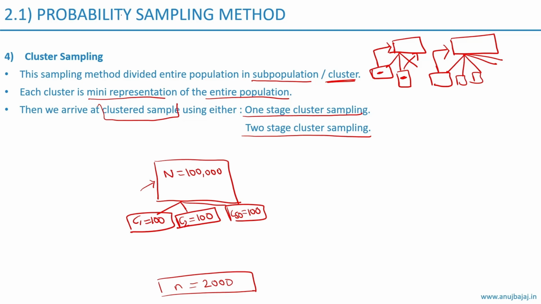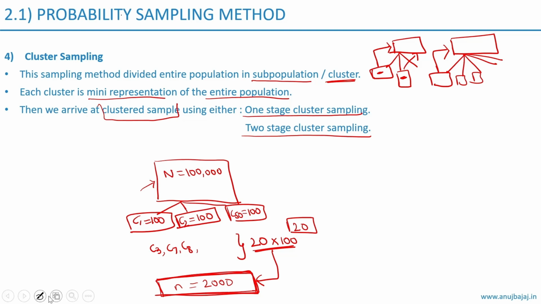In one-stage cluster sampling, out of the 50 clusters, we randomly select a few clusters to form the entire sample. We require 2000 observations in our sample, so we will draw 20 random clusters. Suppose I selected cluster 3, cluster 7, cluster 8, and so on. I selected 20 such clusters where each cluster has a size of 100 observations. So I will have my total sample with a size of 2000 observations. So this is the one-stage cluster sampling.